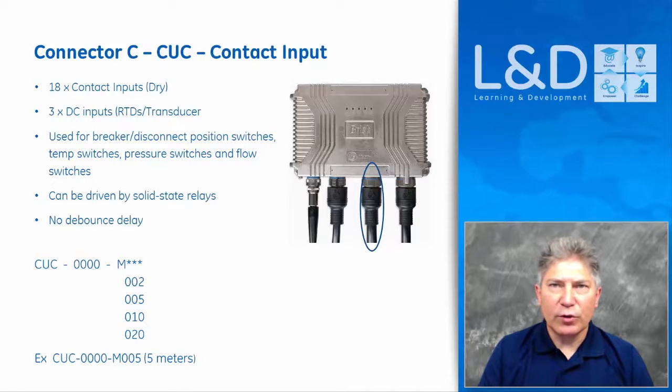Since the bricks use a dry contact input, connecting a brick contact input to an external power supply can cause permanent damage to the brick. The brick does not implement a debounce delay on contact inputs. The contact inputs are sampled at the same rate as the AC inputs. If contact debounce delays are needed, they may be implemented in the UR relay as required.